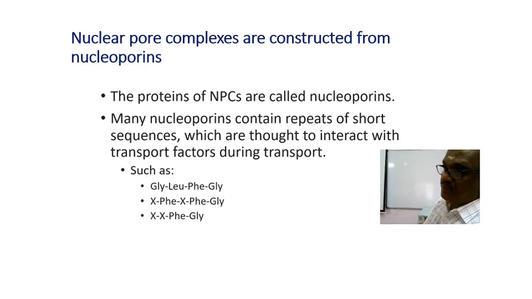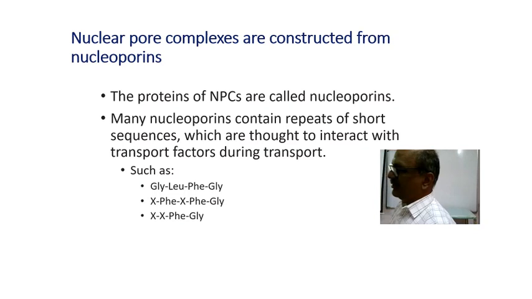Proteins are enzymes. Proteins are made up of amino acids. Amino acids are made up of nucleotides, isn't it? A, C, G, T, that triplet codon only decides that particular amino acid.